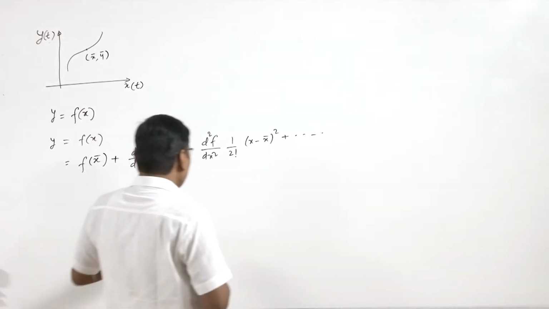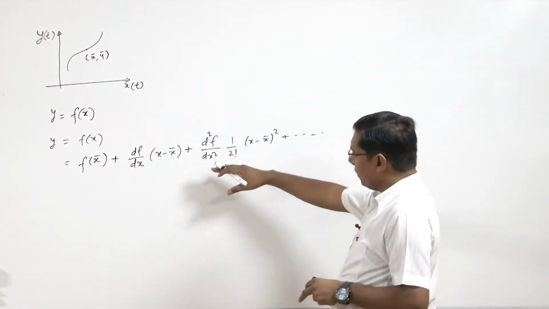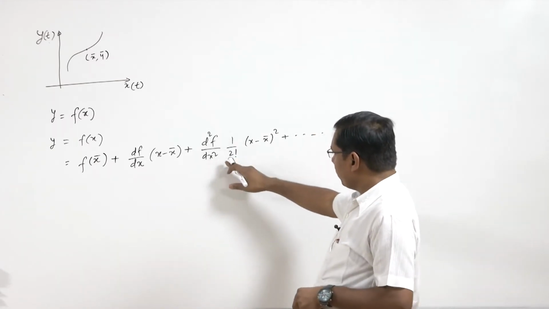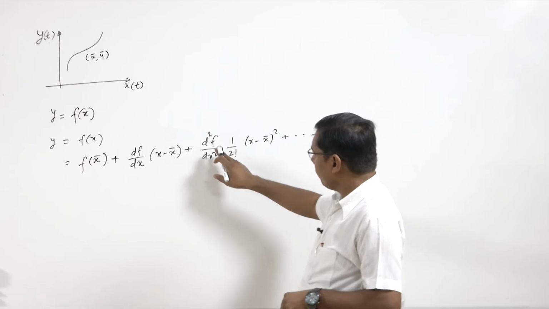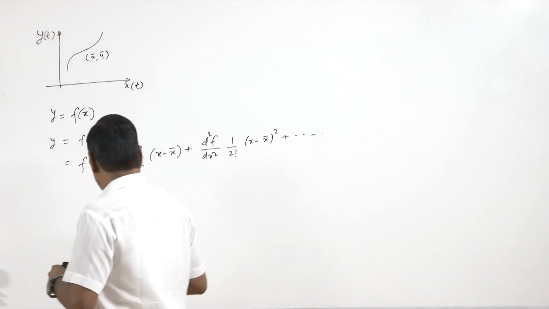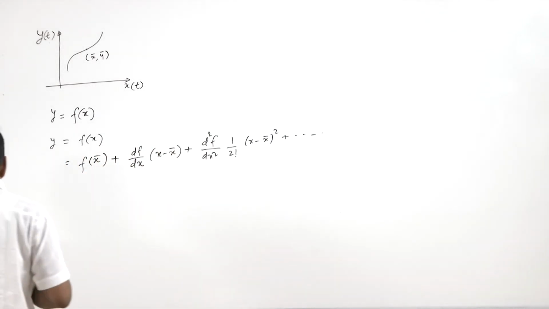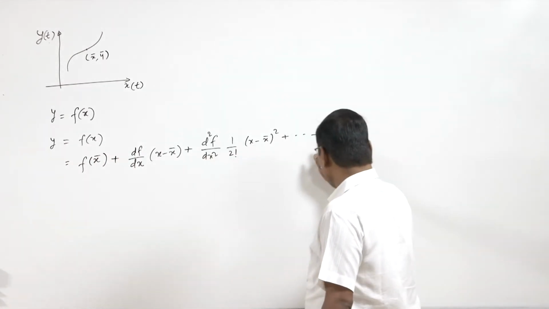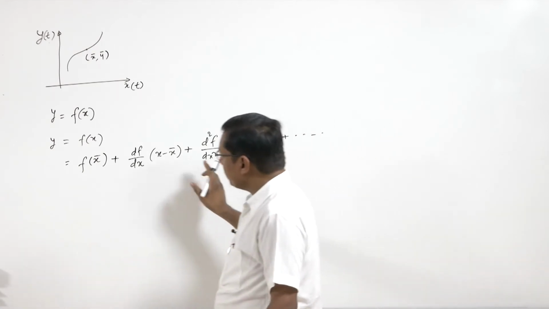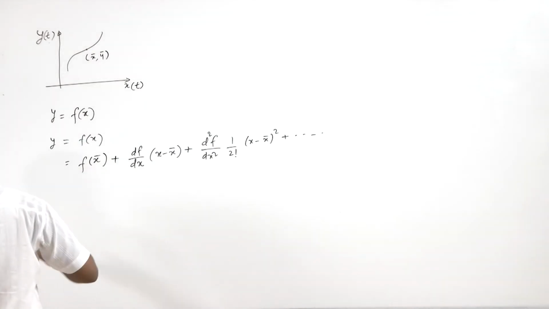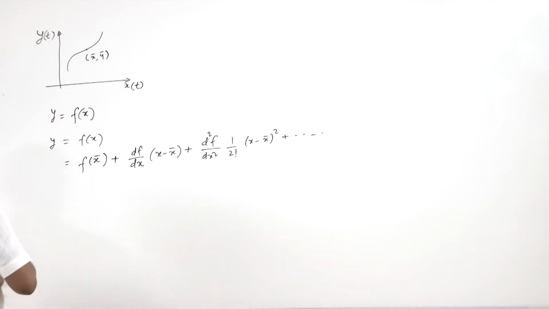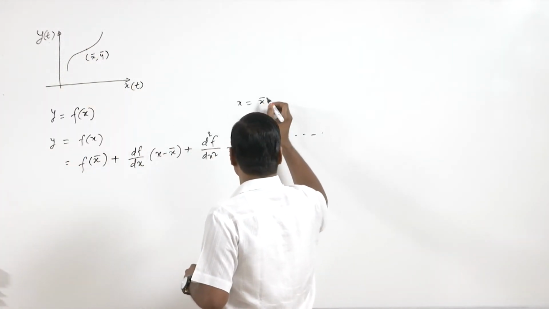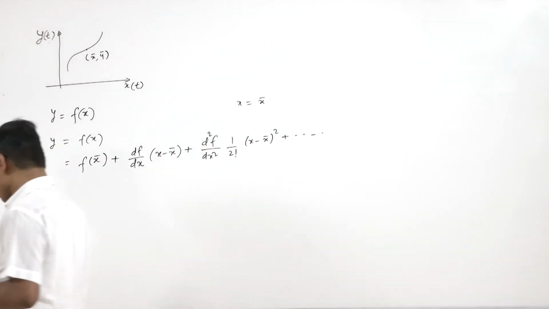So here we can write this Taylor series as the higher order derivatives of this function, and these derivatives df/dx, d²f/dx² and higher order should be evaluated at x equal to x bar. So at this equilibrium point, at x equal to x bar, these values should be evaluated.